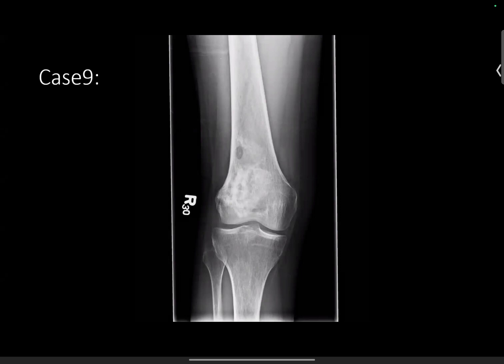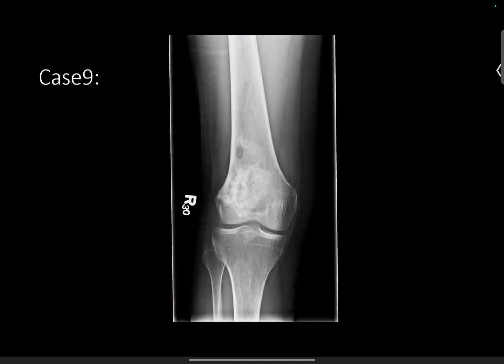It's not necessarily centered in the medullary space. Most osteoid osteomas are very close to the cortex. They can be superficial to the cortex, within the cortex, or just deep to the cortex in the endosteal region. You can have intramedullary osteoid osteoma, but it's much less common.